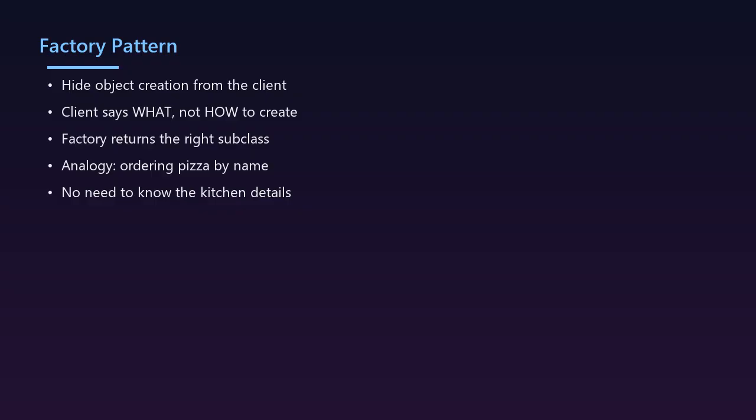Same with factory. The client says, "I need a circle shape." The factory creates and returns the right object. If tomorrow you add a triangle, the client code doesn't change at all. Only the factory knows how to create things.